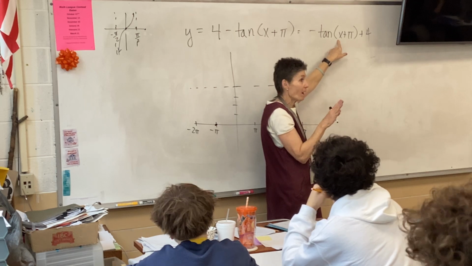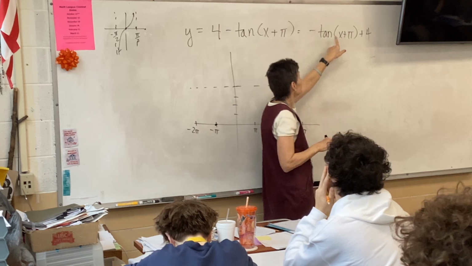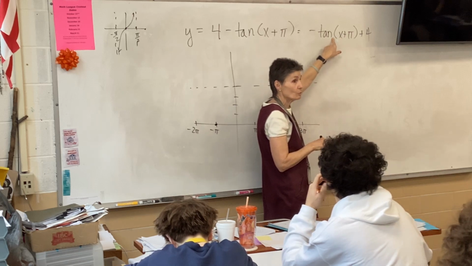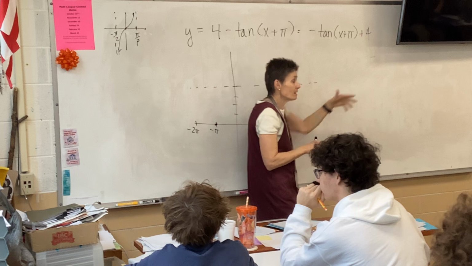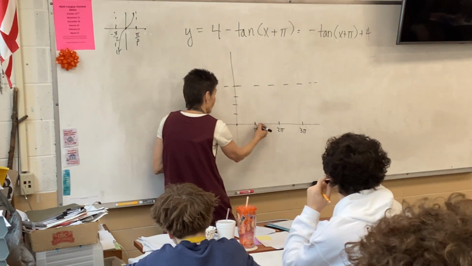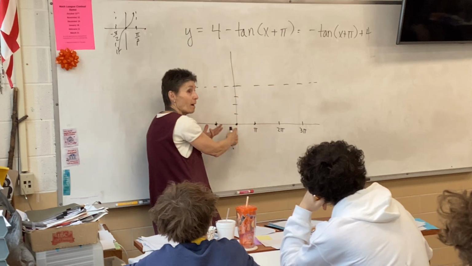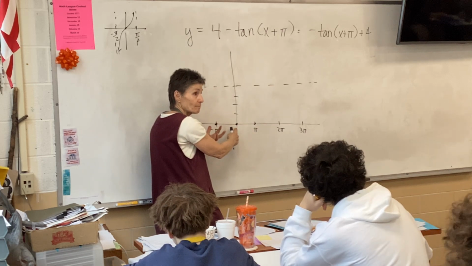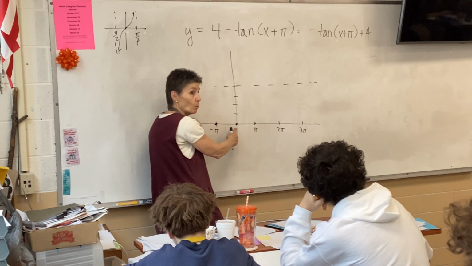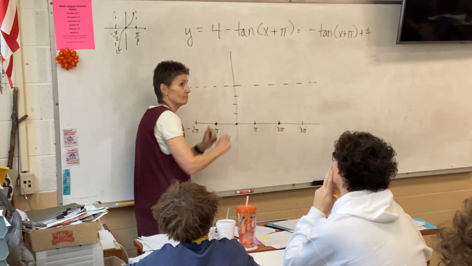Pi, just pi. What's the period of a tangent? Pi. Did I put a coefficient here? No, so it's still pi. So I'm going to have my dot here, and then 1 period later, 1 period later. Now, as it so happens, I end up with a dot back on the origin again, because I shifted it 1 period. But all these will be dots.